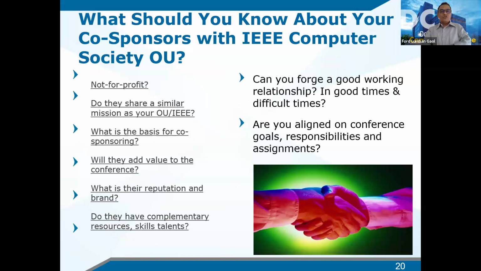Now, many people ask me, especially, how do we know about co-sponsors or even technical sponsors? The first requirement is that it is supposed to be not for profit. That is important. The second is that it is supposed to have a similar mission and vision. And the third is that co-sponsoring adds value for the organizational unit, for instance, the IEEE Computer Society itself. The reputation is important as well. And of course, the track record is important as well in terms of running the conference itself.